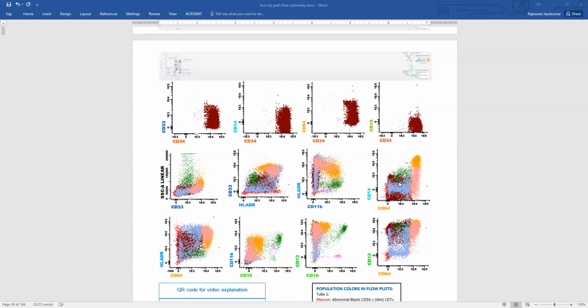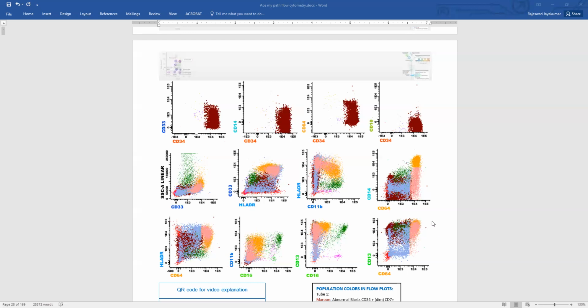We deferred CD14 on the blast for these plots. So here we can see that our blasts are CD14 negative, CD64 is partially positive. And this is a 13 versus 16 plot. Here are our mature granulocytes or the neutrophils. And here again are the mature granulocytes which express bright 11B and CD16. This is again CD13 versus 64. We can see that the 64 positive population also has CD13 because mature monocytes usually have CD13. So we can see that. And our blasts are also CD13 positive.